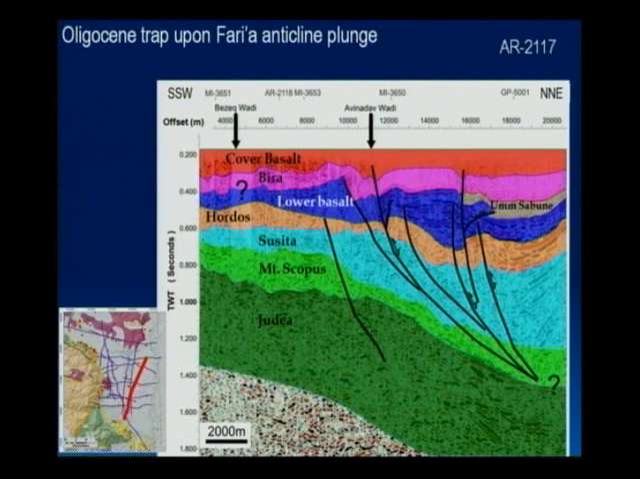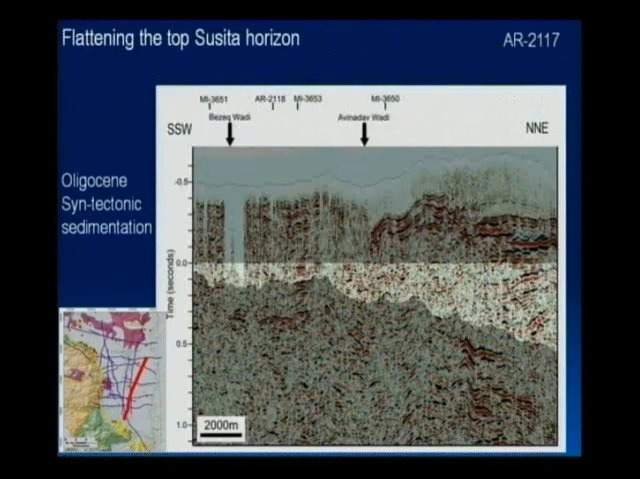If we flatten the top of Susita, the top of these Oligocene sediments, we mimic the Oligocene truncation, and we could track the reflectors still dipping towards the anticline, meaning that there is a sense of movement, a sense of syntectonics going on while truncation was all over. So this truncation was also accompanied by localized faulting during the Oligocene.